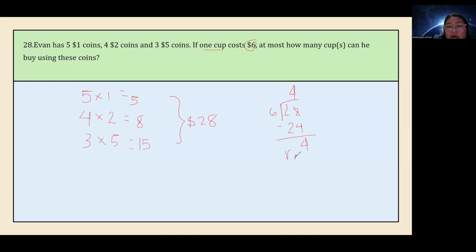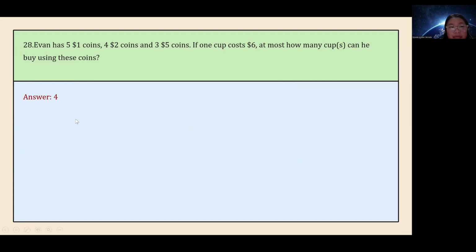So we have a remainder of $4. But since a cup costs $6, we can no longer buy another cup. So we will not consider the remainder. We only look at this one. So the correct answer here is 4. So he can buy 4 cups with $28. Okay, next. Number 29.